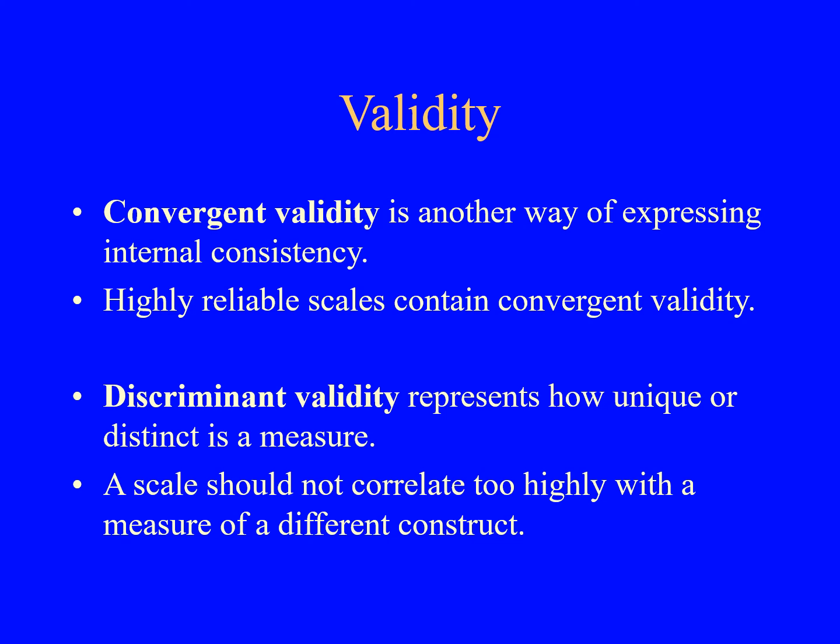Validity. Convergent validity is another way of expressing internal consistency. Highly reliable scales contain convergent validity. Discriminant validity represents how unique or distinct a measure is. A scale should not correlate too highly with a measure of a different construct.